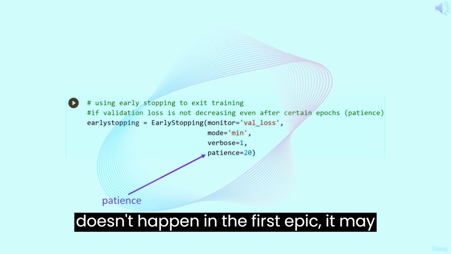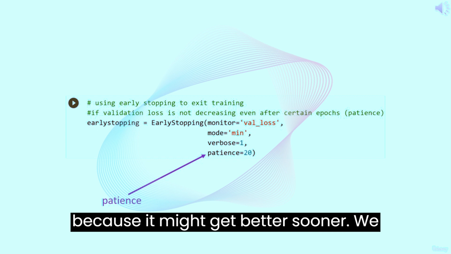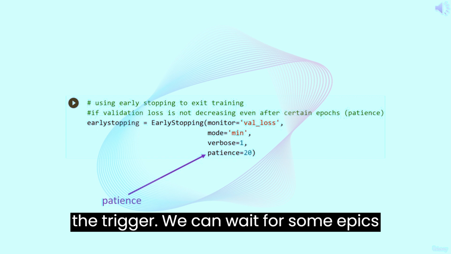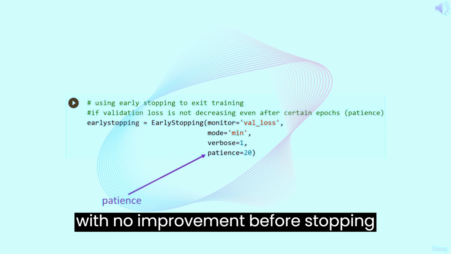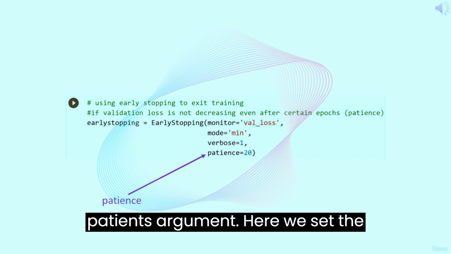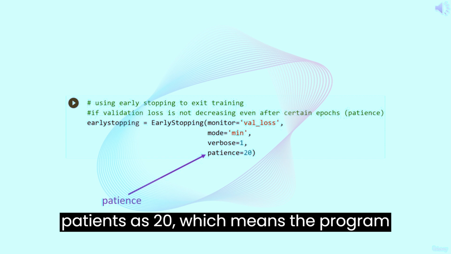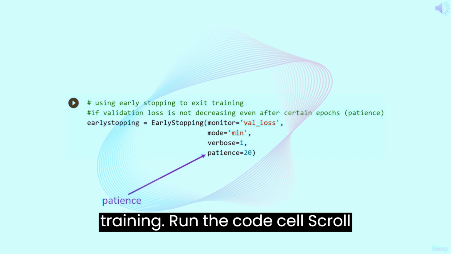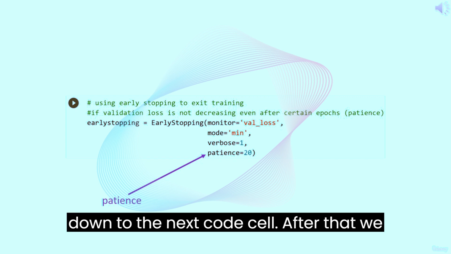If the improvement doesn't happen in the first epoch, it may not be the best time to stop training because it might get better sooner. We can account for this by adding a delay to the trigger. We can wait for some epochs with no improvement before stopping training. This can be done by setting the patience argument. Here we set the patience as 20, which means the program waits for 20 epochs before stopping the training. Run the code cell. Scroll down to the next code cell.